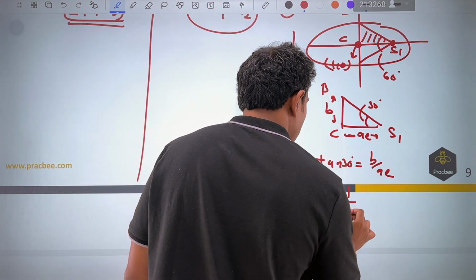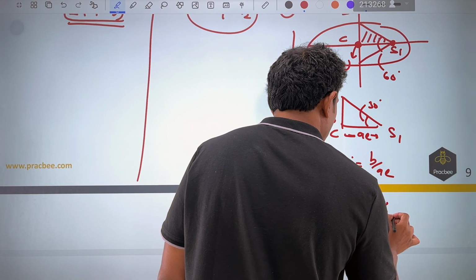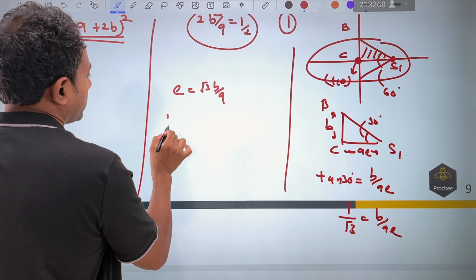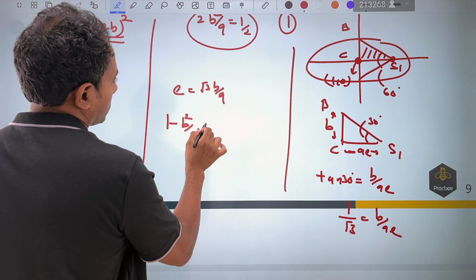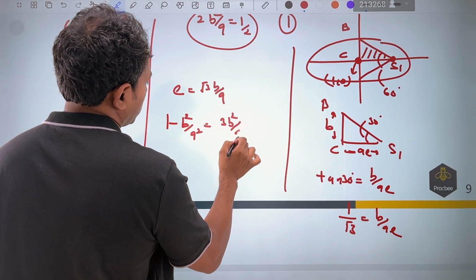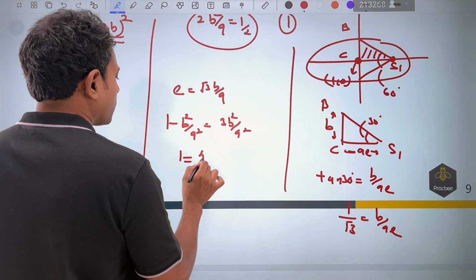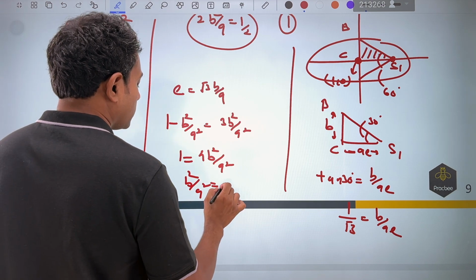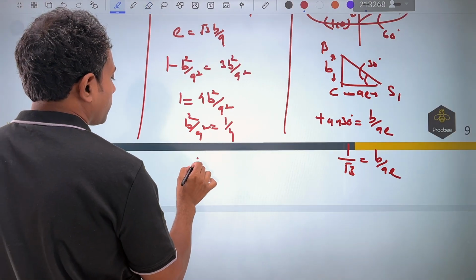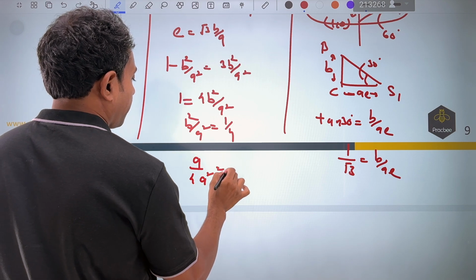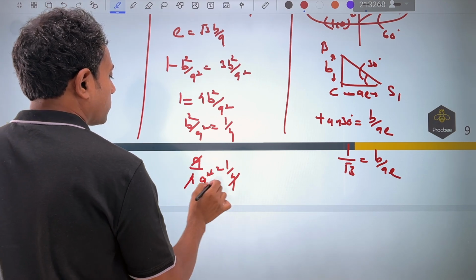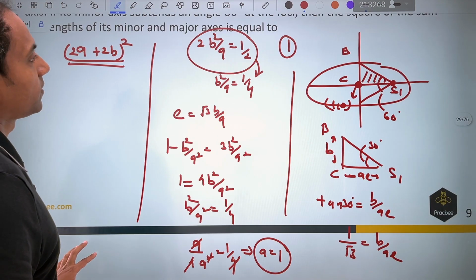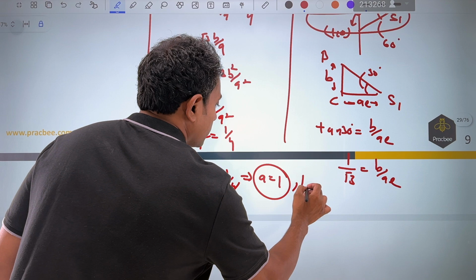So you can see that this becomes 1 by root 3 is equal to B by AE. It will become root 3 B by A. If I square it, this will become 3 B square by A square. So you can see that 4 times B square by A square is equal to 1. So B square by A square is equal to 1 by 4. B square will become equal to A by 4. This will get cancelled out, and you can see that from here A becomes 1. Once A is equal to 1, we can observe that B will be equal to 1 by 2. So B comes out to be 1 by 2.